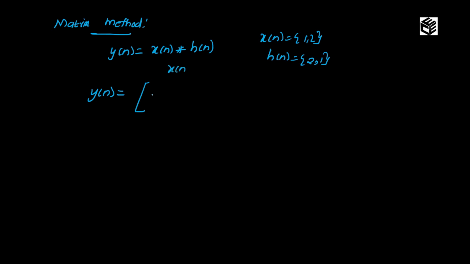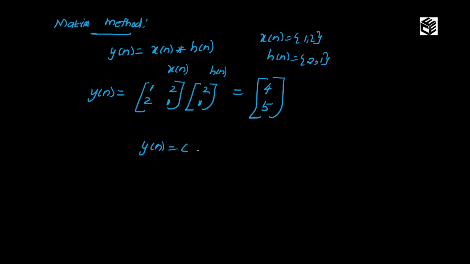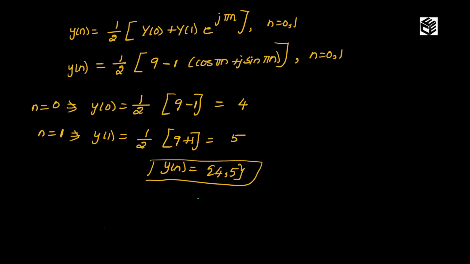So first is x of n. I am going to apply the x of n values 1, 2 and 2, 1. Next is h of n. I am going to apply the h of n value. So this is equal to 4, 5. So y of n is equal to 4, 5, which is same as that of the previous expression. So we can say that the output we found out is correct. Okay. So that's all about circular convolution method.